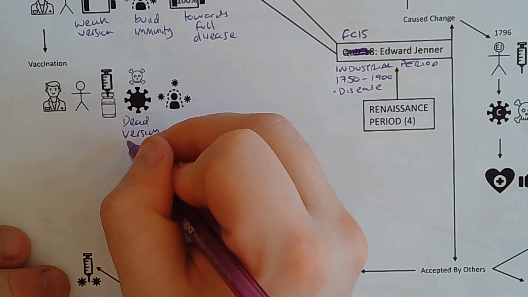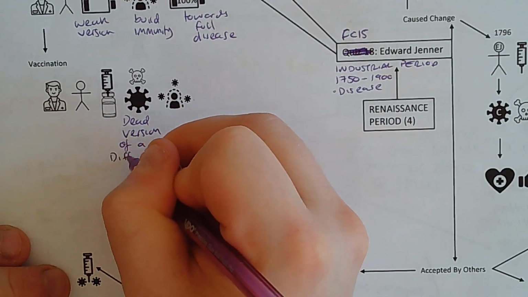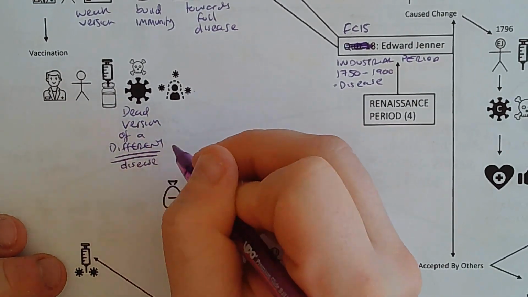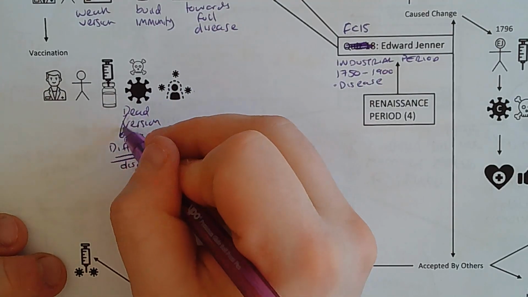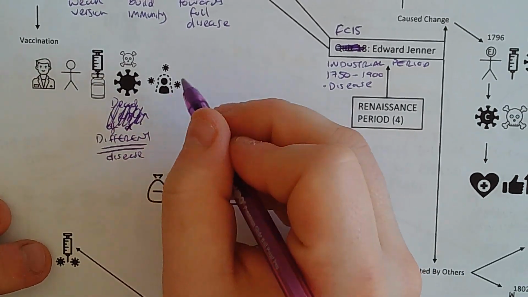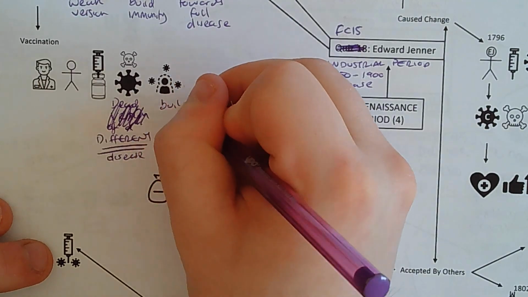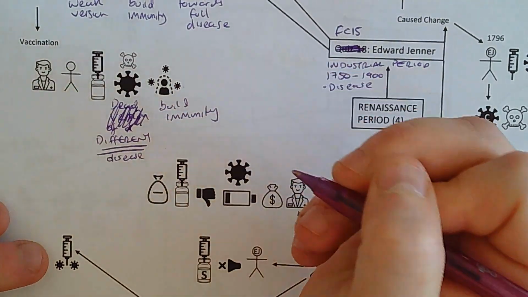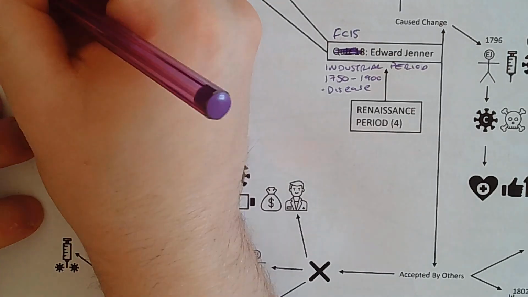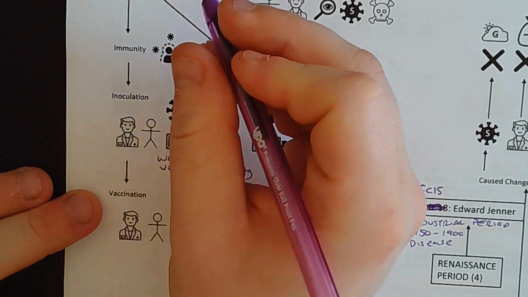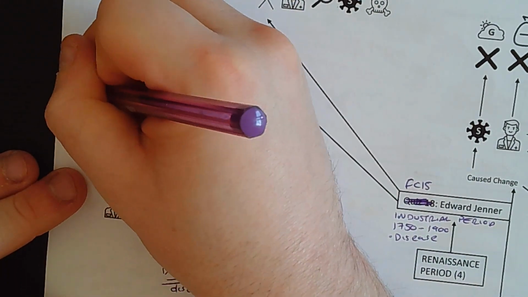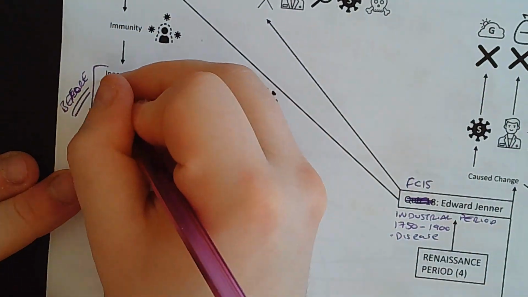And the vaccination is where a doctor gives someone a dead version of a different disease to build immunity. So I think it's best for you to remember that it's just a different disease, so cowpox killing smallpox is a different disease to build immunity. And what's really important here is to know, before Edward Jenner, this was the common method to build immunity. So before Jenner, inoculation was common. It was all about inoculation.